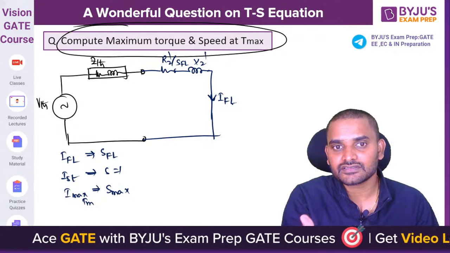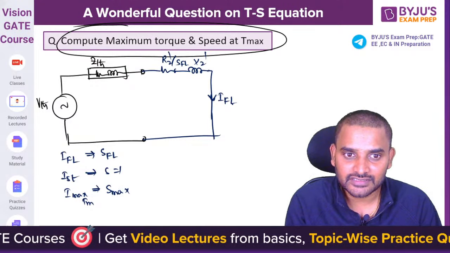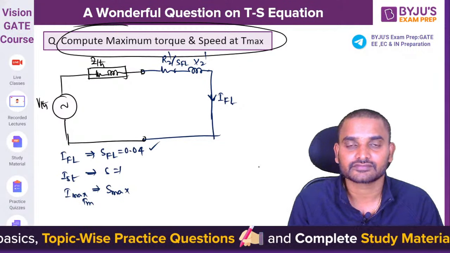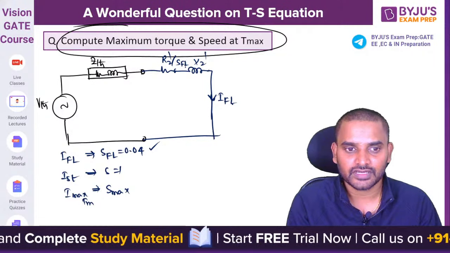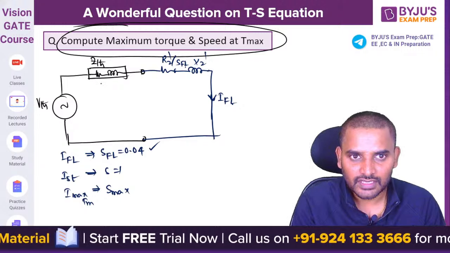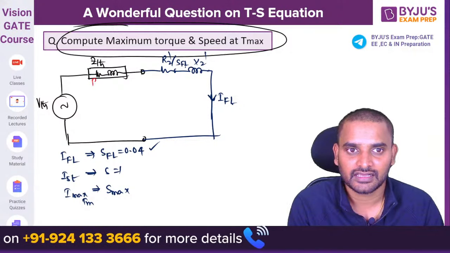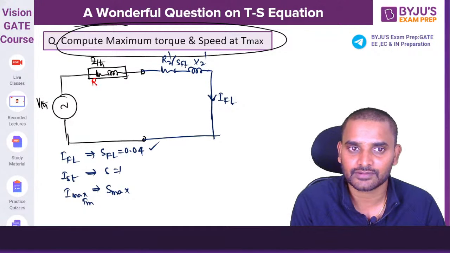So likewise, you can do that. Slip at starting will be anyhow 1. Now slip at maximum torque, slip at full load torque we have seen already. If you substitute here the full load slip, what will you get? These values are known to you from the calculation of ZTH and VTH. From the calculations you'll get a value.